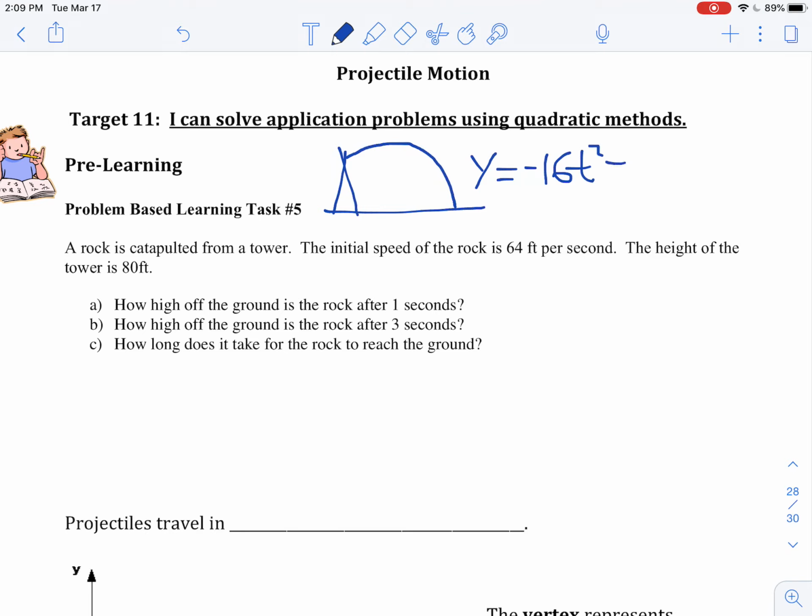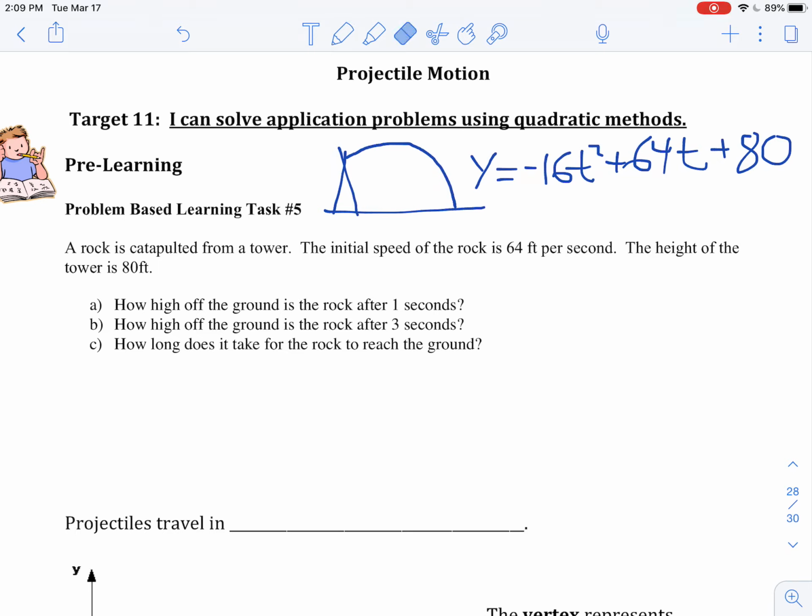The number in front of the t is the initial speed. So I'm going to write plus 64t. That number in front of t is always the initial speed. And the last number, the constant, is the initial height. It's the height you would get if you were to plug in 0.